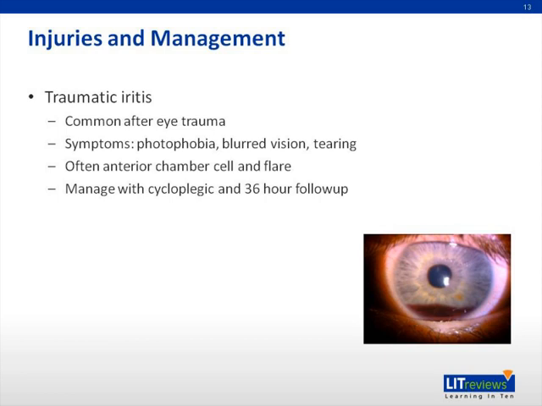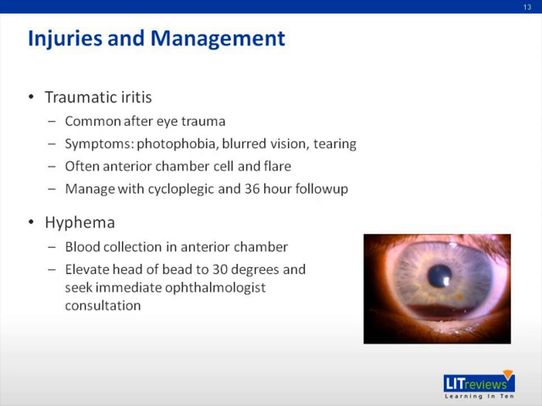Hyphema can occur with orbital injuries, and that's really just the blood collection in the anterior chamber. For them, you just really want to keep them at 30 degrees up in the bed and have your ophthalmologist come and take a look. Sometimes they're managed conservatively, sometimes not, usually depending on the actual size of the hyphema.